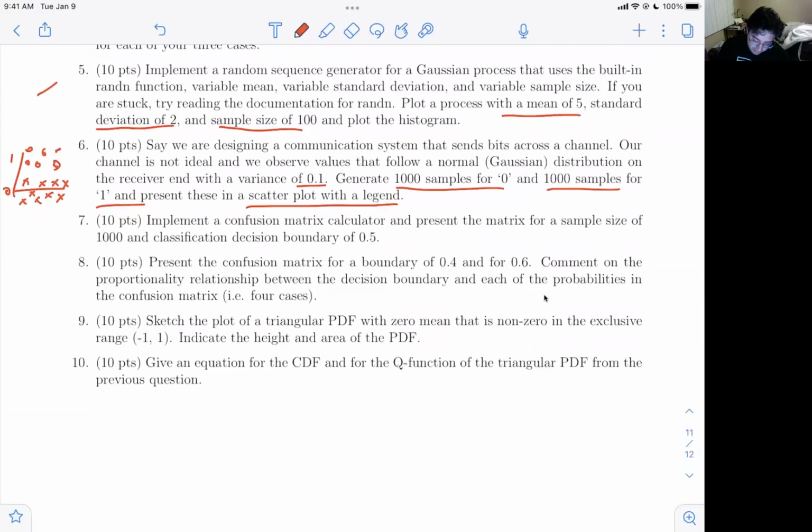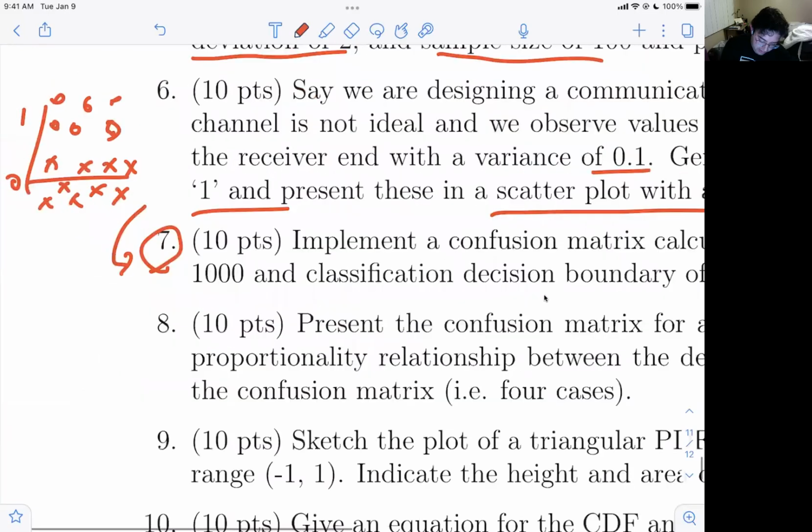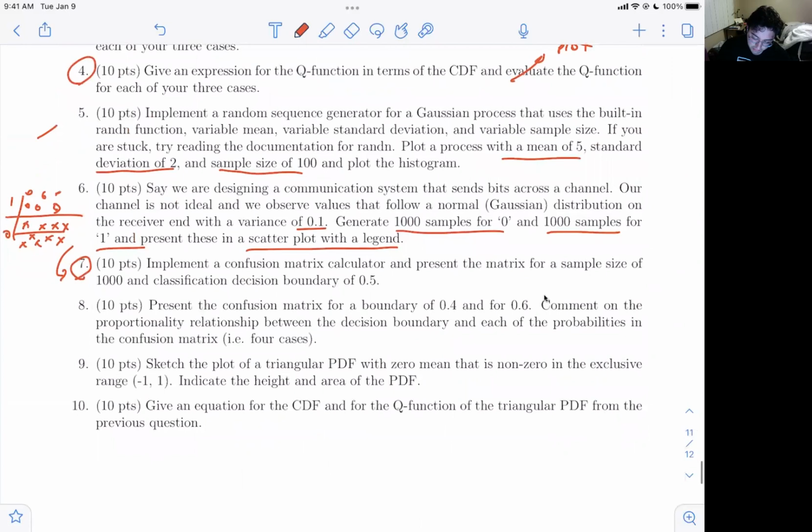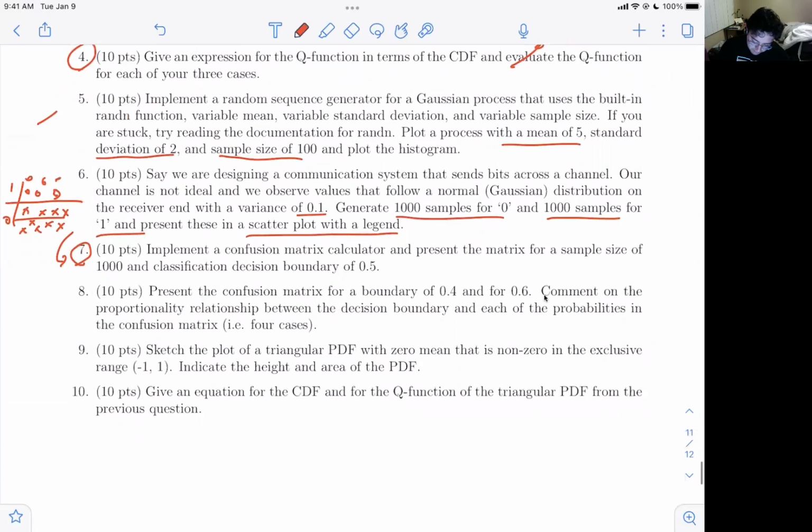For number 7, this is where a lot of people were confused. This is actually supposed to be a continuation from number 6. So you're supposed to have the decision boundary at 0.5. So you basically want to bisect these two. And you might find that the true positives and the true negatives are at 100% just because of that small variance that I used. I think for the future, I'm going to be changing this variance so that we have some more interesting results.